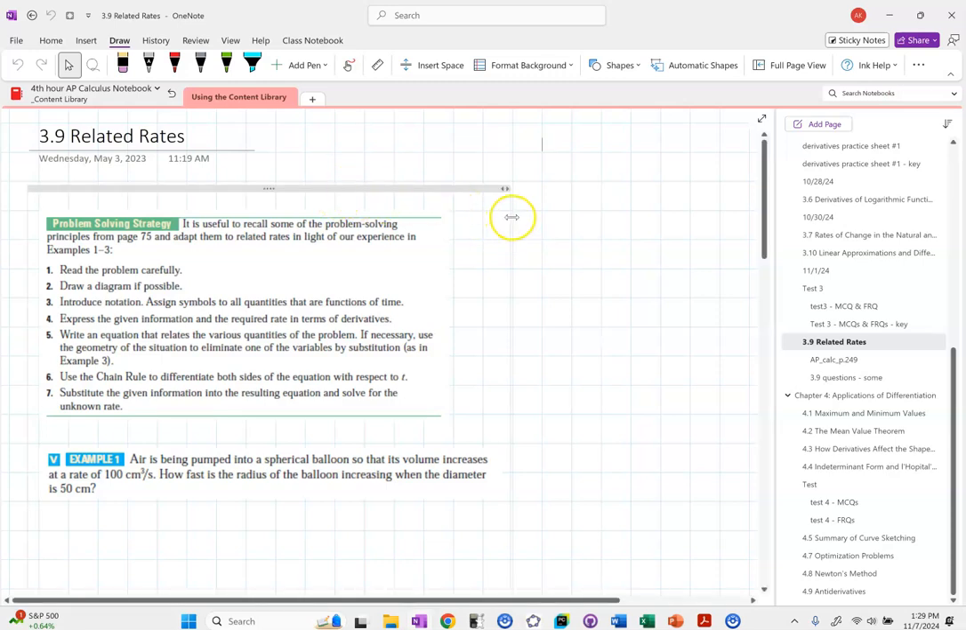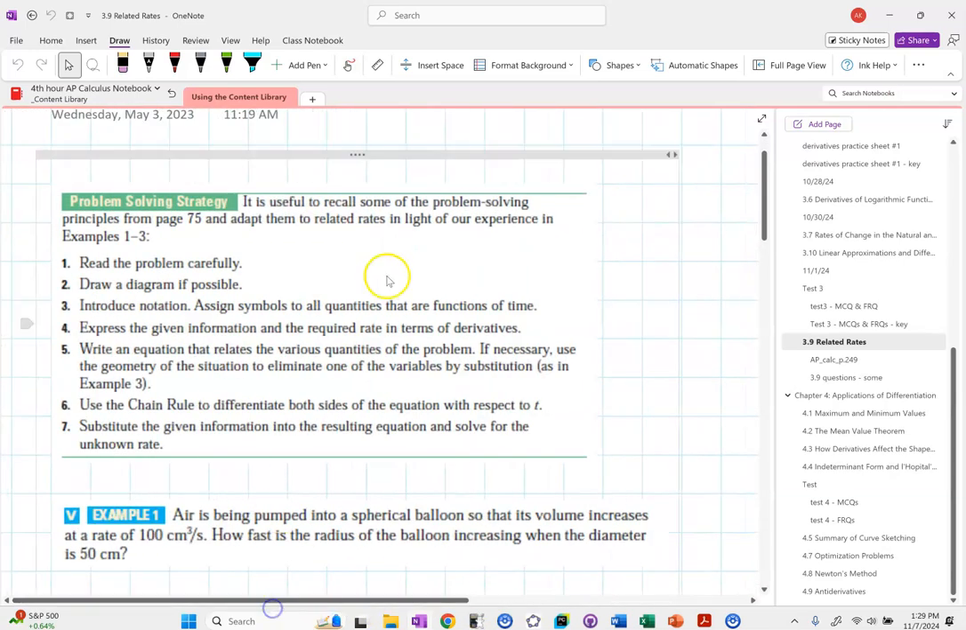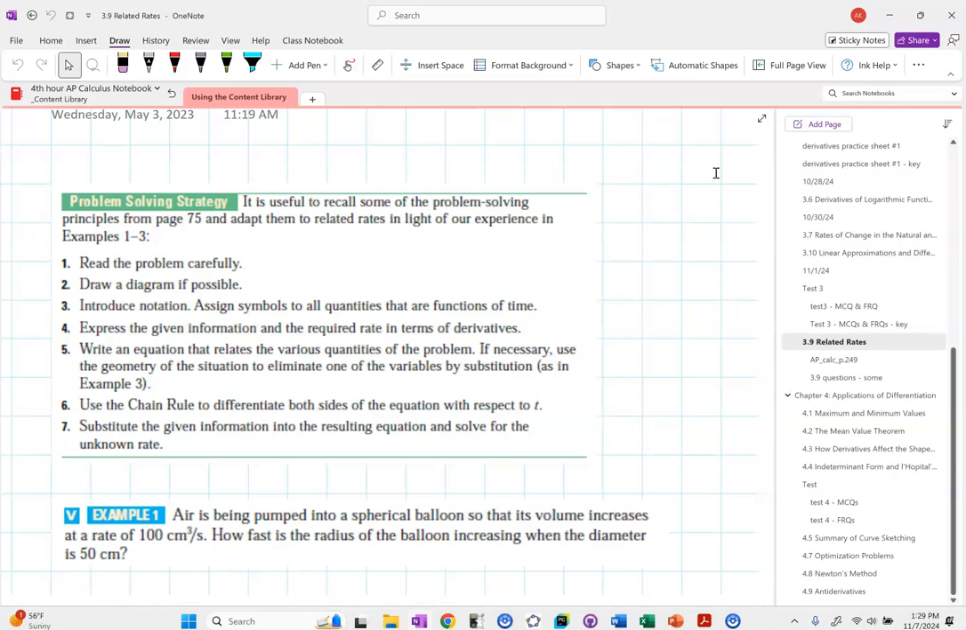So today, the textbook has some suggestions here on how to attack these kinds of problems. Number 1, read the problem carefully. I can't overestimate how important it is that you understand the words in the problem. Read it enough times that you can picture what's going on. Don't just read it once and try to pick numbers out, or just skim it and pick numbers out. That will not go well for you.